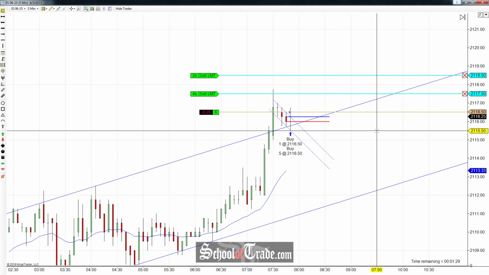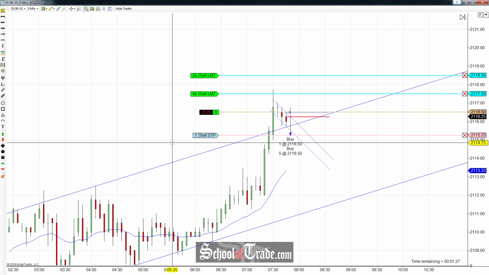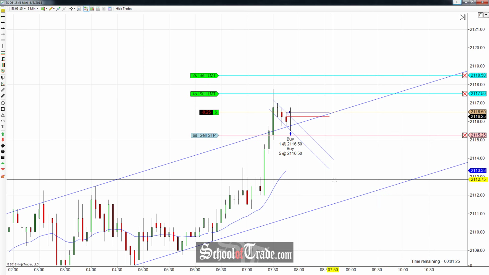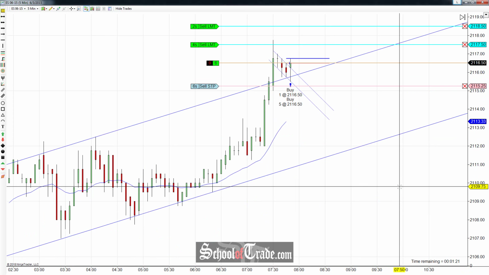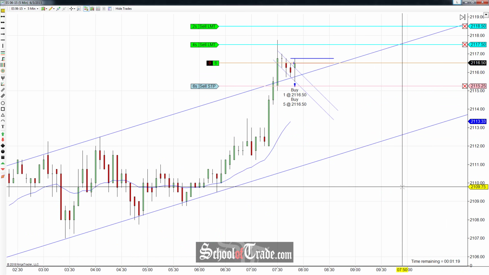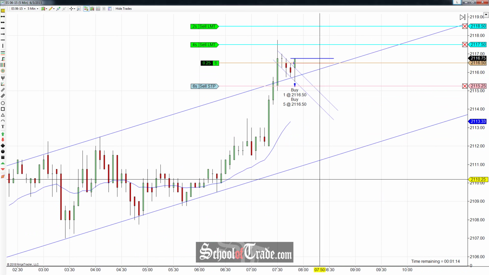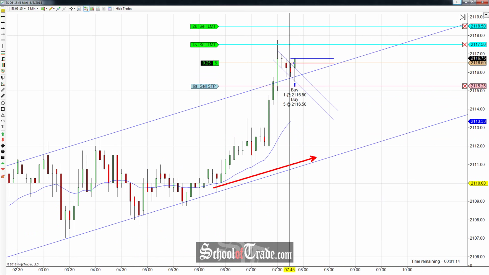Stop is just going to go below the low right down here, so we'll place our sell stop down there. Put that up to 6 contracts. So we're long 6 contracts right now from 2116.50. And the primary reason is this is kind of like a flag setup, but we're also breaking through the highs of this bullish channel.